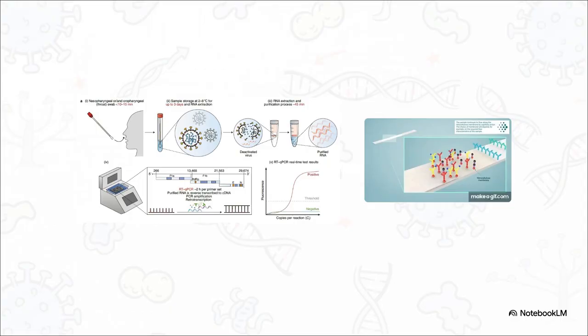And you can see the difference in complexity right here. On the left, the whole lab process for RT-qPCR: sample collection, RNA extraction, amplification. On the right, the elegant simplicity of a lateral flow device. Both are absolutely essential. They just play different but complementary roles in public health surveillance.